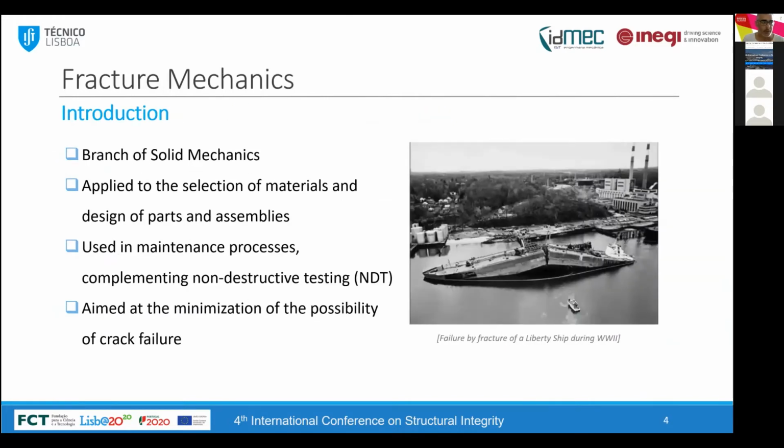So we are talking about fracture mechanics, which is a branch of solid mechanics. It is applied to the selection of materials and design of parts and assemblies. And it can be used to define the maintenance process, complementing non-destructive techniques. It's also aimed at the minimization of the possibility of a crack failure on a part or on a component structure.